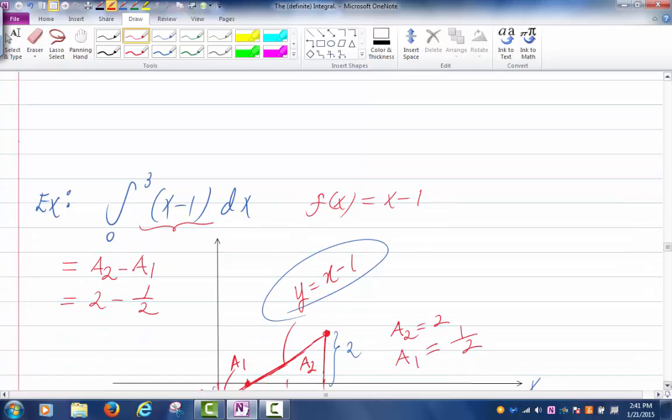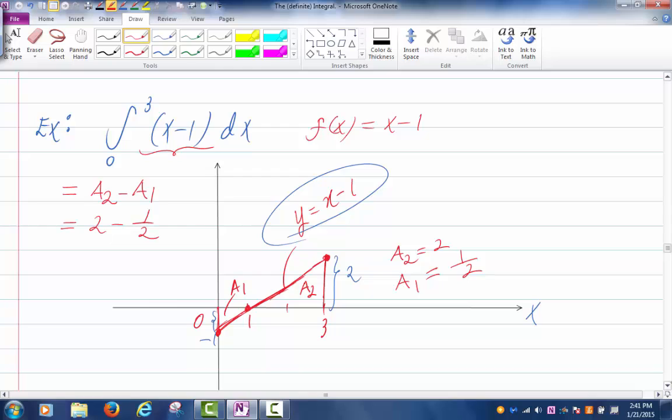Very quickly, an example. Let's say I have the integral from 0 to 3 of x minus 1 dx. Now, everybody here, I know you can evaluate that by using the power rule, but let's try to evaluate this by using the previous fact. What's the integrand function here? The integrand function here is this function here, right? That's the integrand function. And what's the graph of that integrand function? The graph of that integrand function is the graph of this equation, right? y is x minus 1. That's the graph of the function.